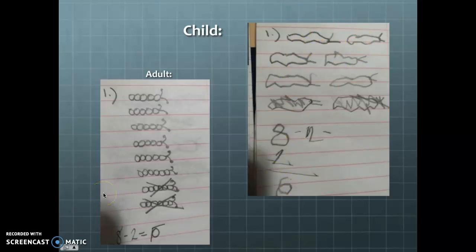And it looks like the adult did the same thing here. There's 1, 2, 3, 4, 5, 6, 7, 8. And they crossed out 2 and showed their work at the bottom. 8 minus 2 equals 6.